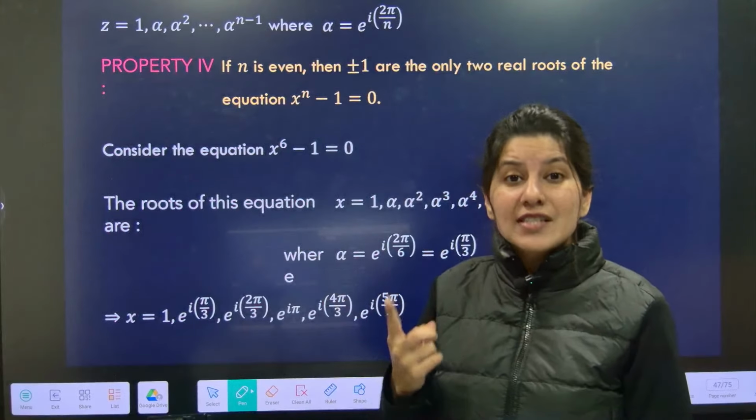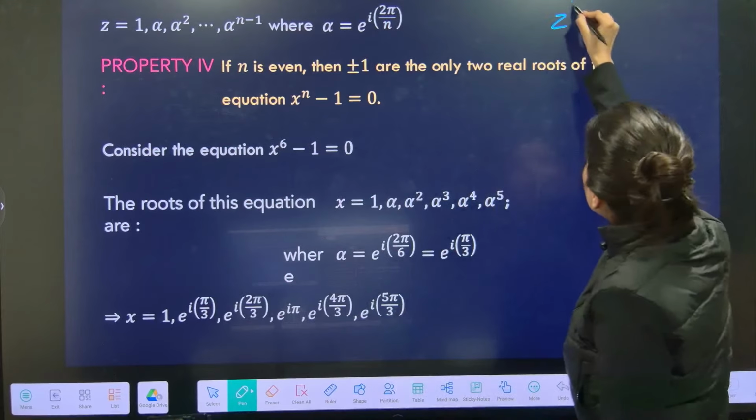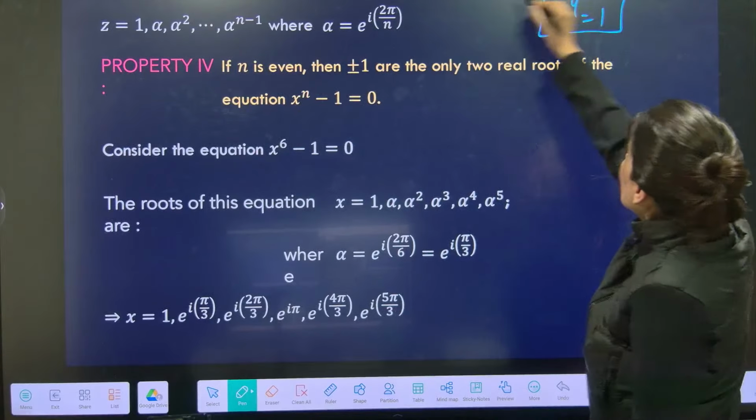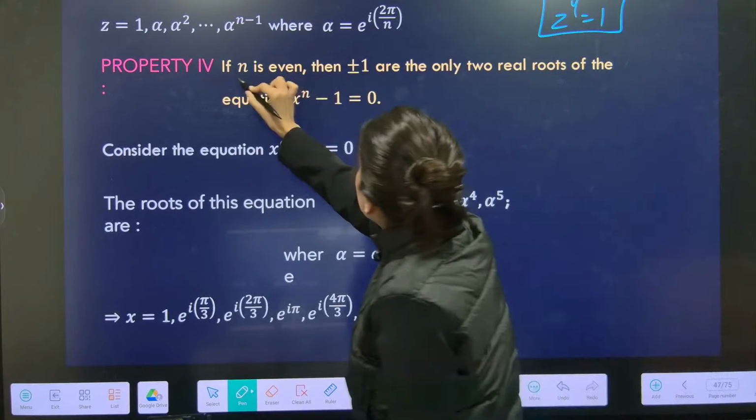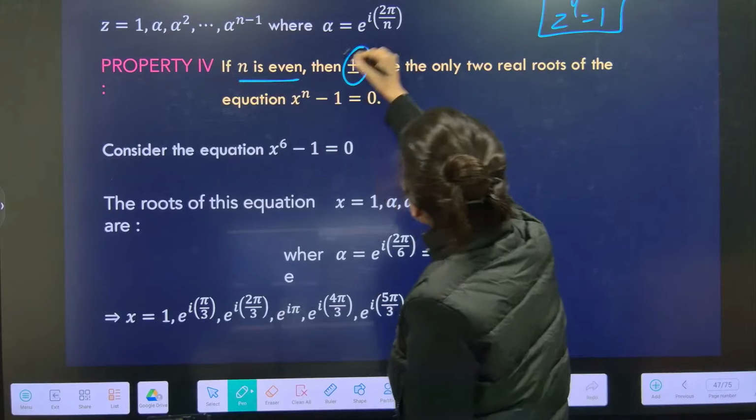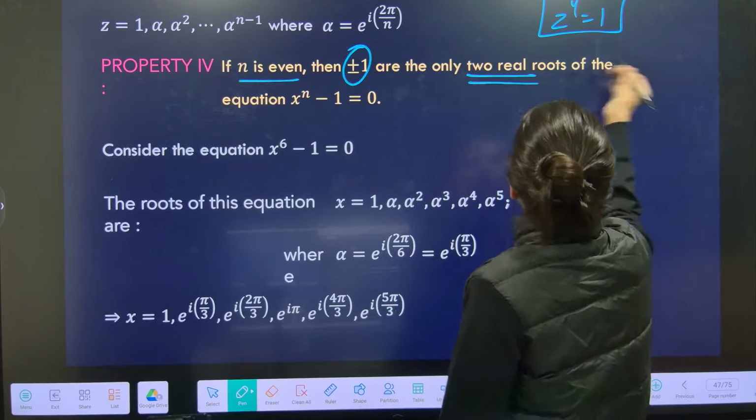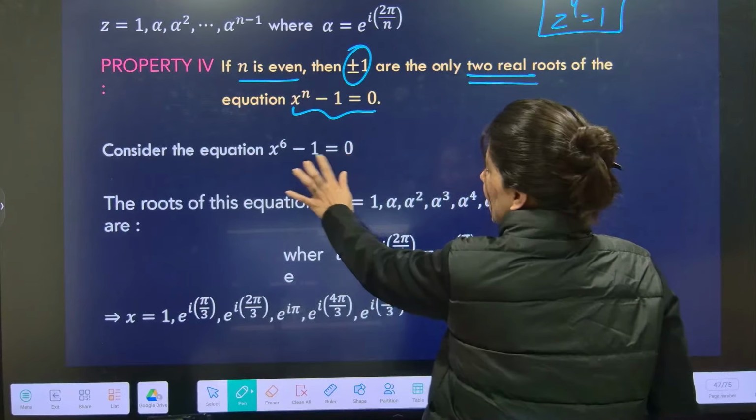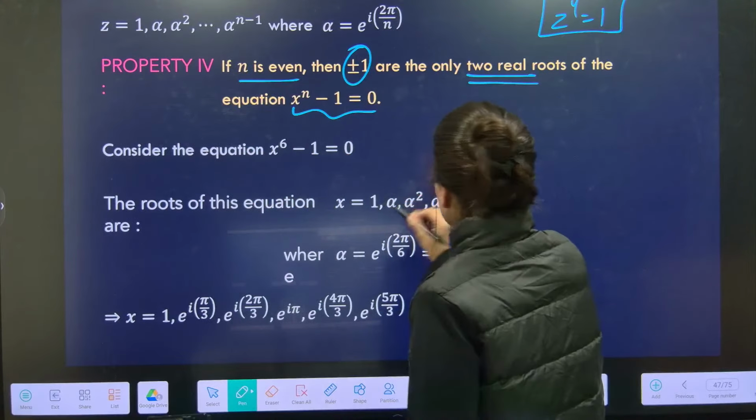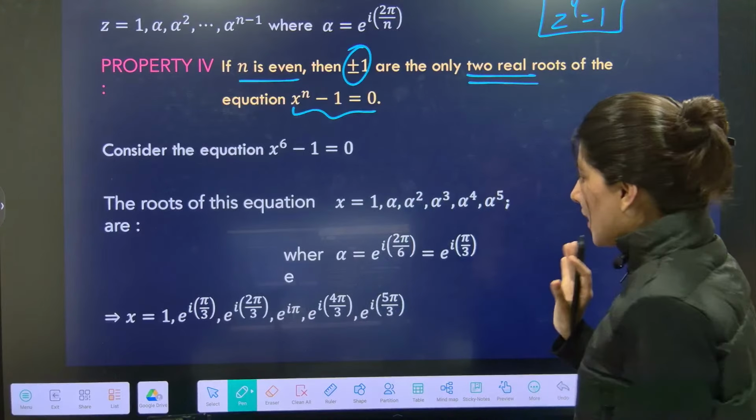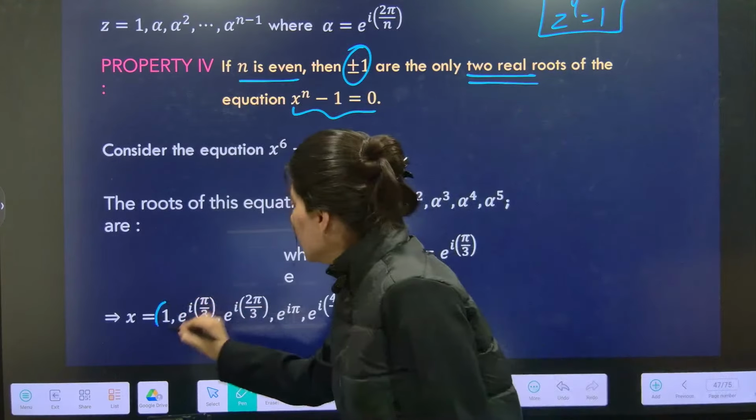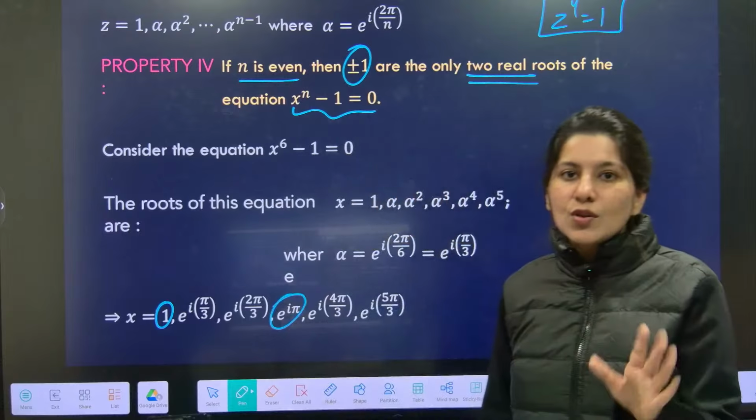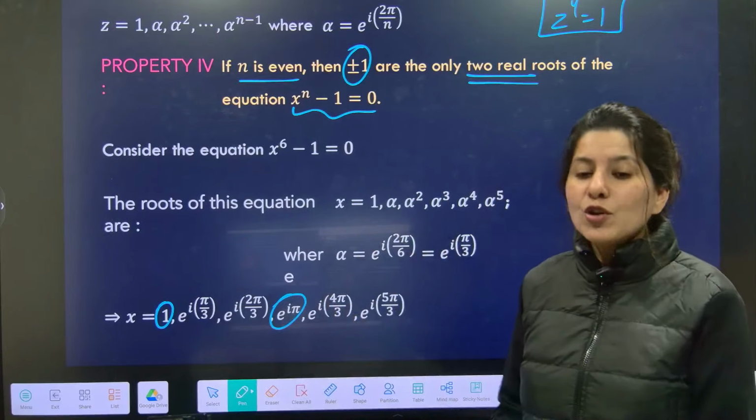We have done that. Remember z power 4 is equal to 1, this type of thing. If n is even in this case, then plus minus 1 are the only 2 real roots of the equation. For example, x power 6 minus 1. Clearly 1 and minus 1 will be the answer, 2 roots. Now the other 4 you have to calculate.